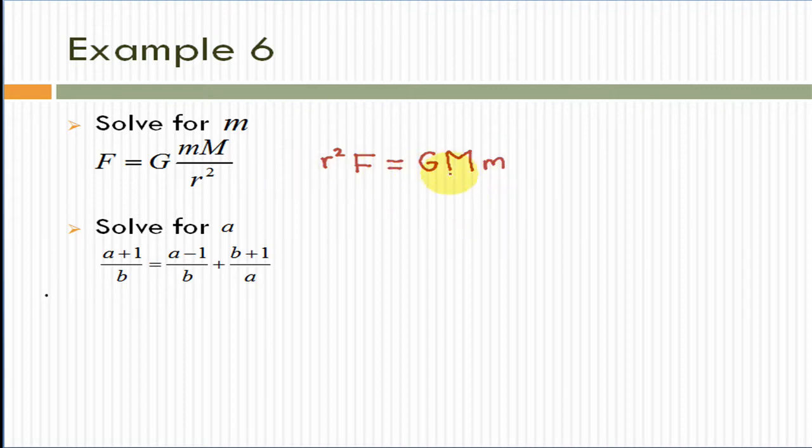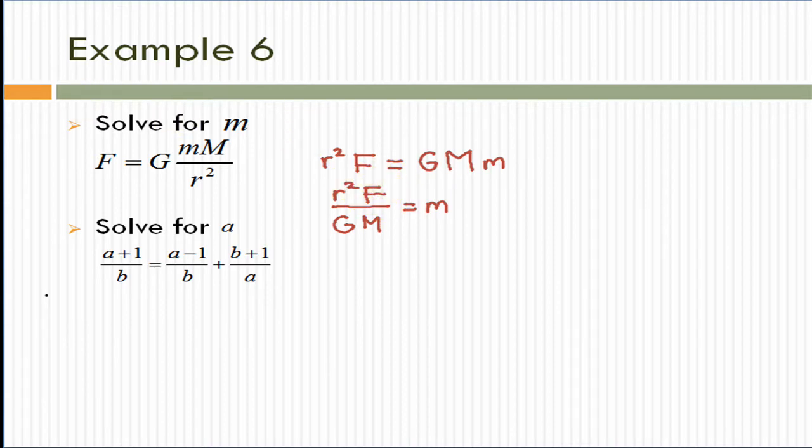Okay, now to make this little m stay by itself, we need to get rid of this capital G capital M, and we can do that by dividing both sides by capital G capital M. So therefore, if we divide the left hand side by that, we have r squared capital F divided by capital G capital M equals little m. So here we can solve little m in terms of the other variables.